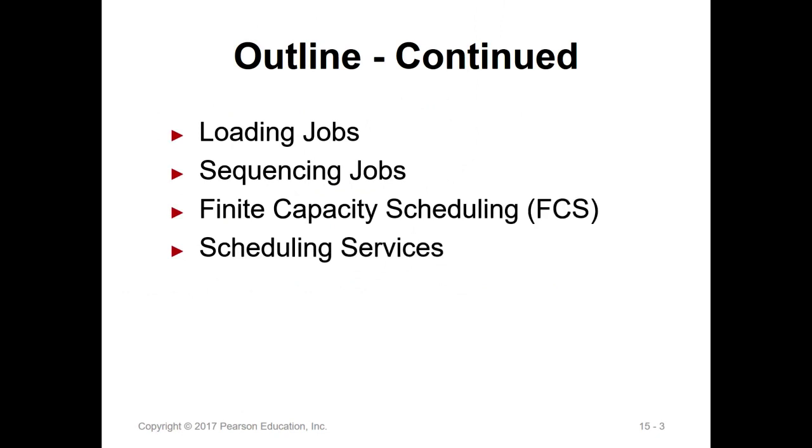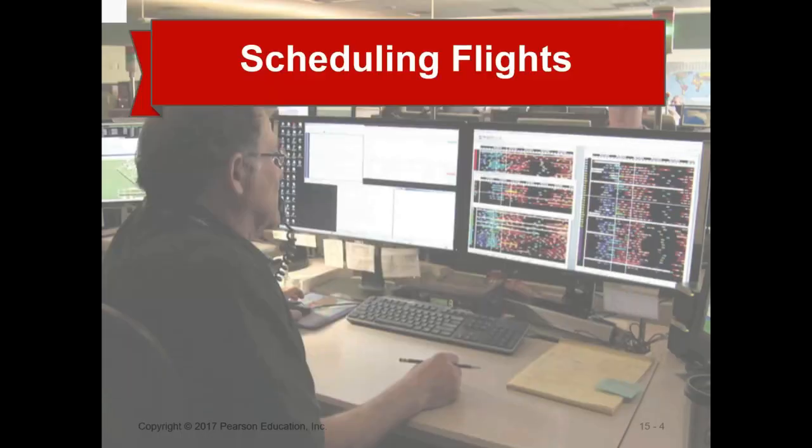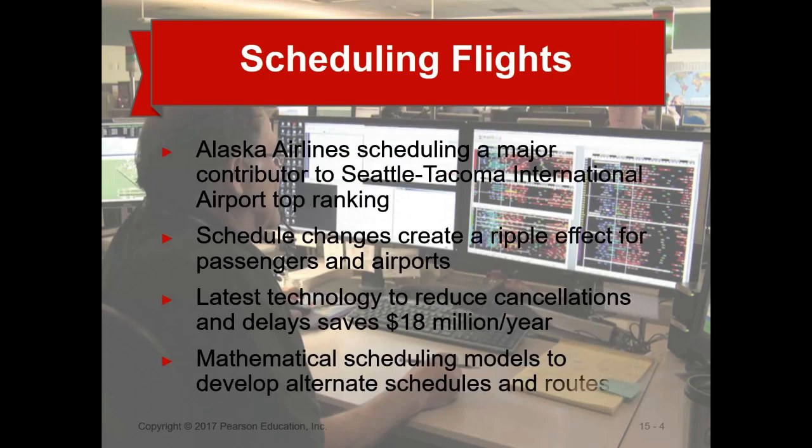So we also will talk about what loading jobs is and how we do the sequence of loading the jobs, and talk about what finite capacity scheduling and scheduling service are. So, starting with the company profile. The company profile in this chapter, if you read it, is Alaska Airlines.